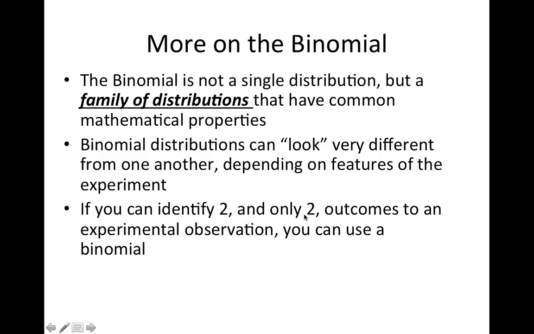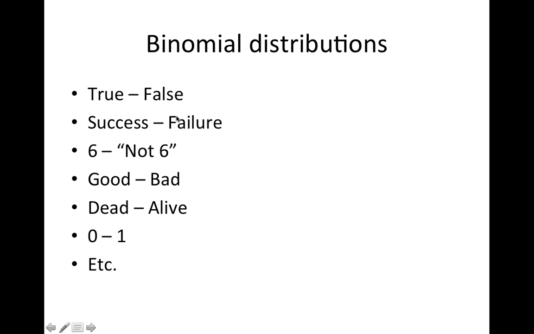Well, what about a true-false exam? What about gender, male versus female? What about when you play a game and you either win or lose? Those are two and only two outcomes. And if you do an experiment on games, on gender, on various things, and if you can identify two and only two outcomes, then you have a binomial. True, false exam, success or failure, six or not six, good, bad, dead, alive, 0, 1. So there's a lot of alternatives. There's a lot of situations in which the binomial distribution can provide help.